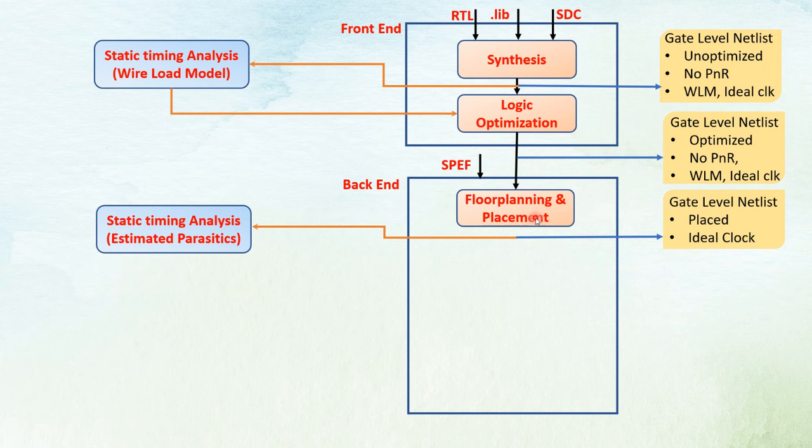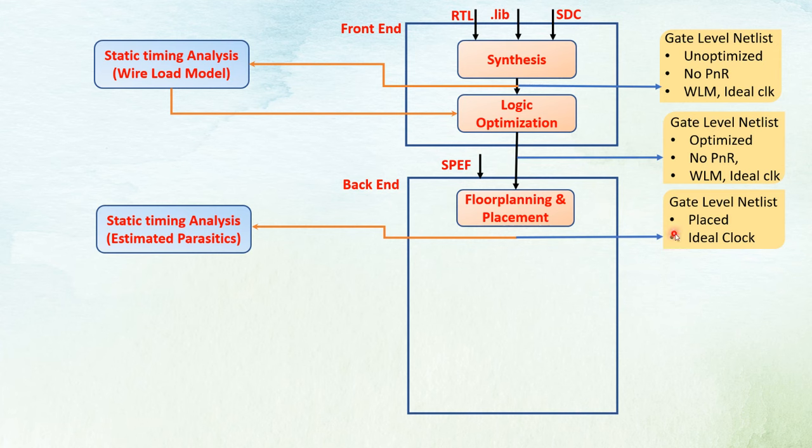Once that is done, it goes to the placement step. In the placement step, you place all the standard cells that are defined in the gate level netlist after the logic optimization stage. So I can say the goal of the floor plan is to create an efficient, well-organized layout that meets the design rules, design goals and constraints.